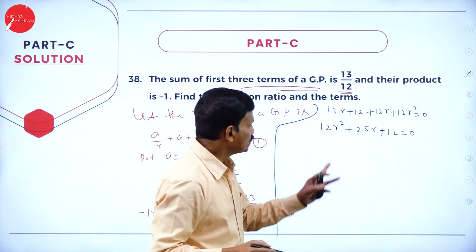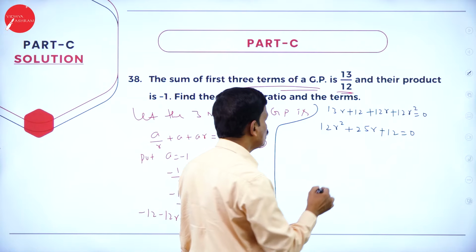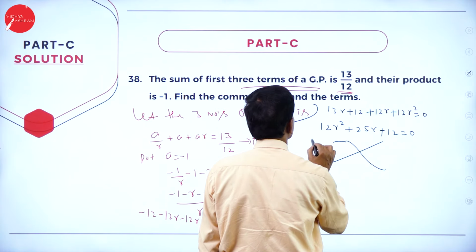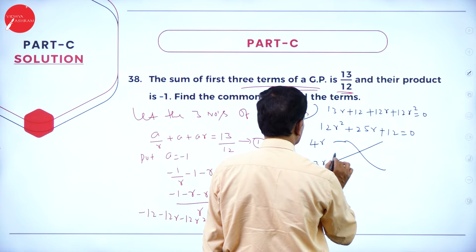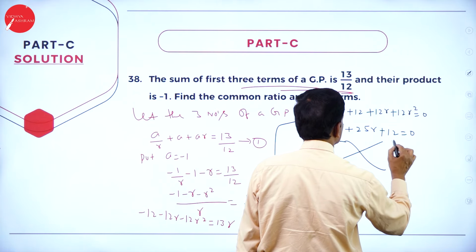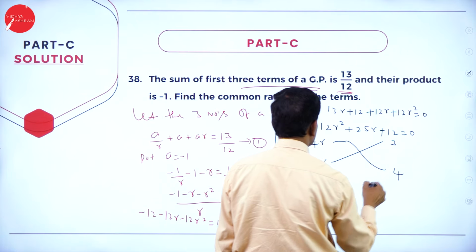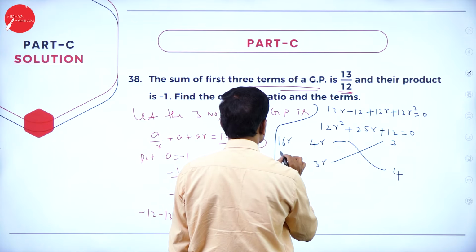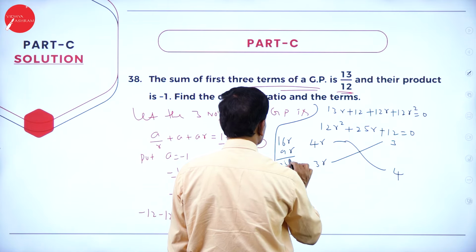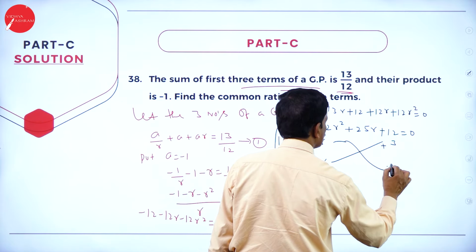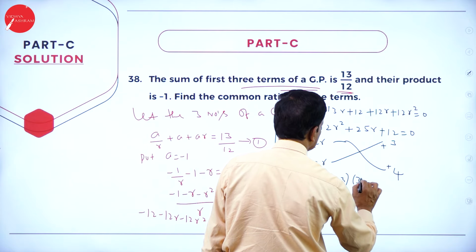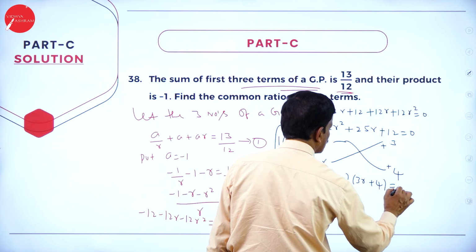Okay. So, this is a quadratic equation. This can be solved by the method of cross multiplication. So, this can be written as 4 into R, 3 into R. So, this is equal to 3 into 4, 3 4s are 12. Now, if you multiply, 4 4s are 16 R plus 3 3s are 9 R. If you add, you will get 25 R. So, this is positive and positive. We can write 4 R plus 3 into 3 R plus 4 is equal to 0 are the factors.